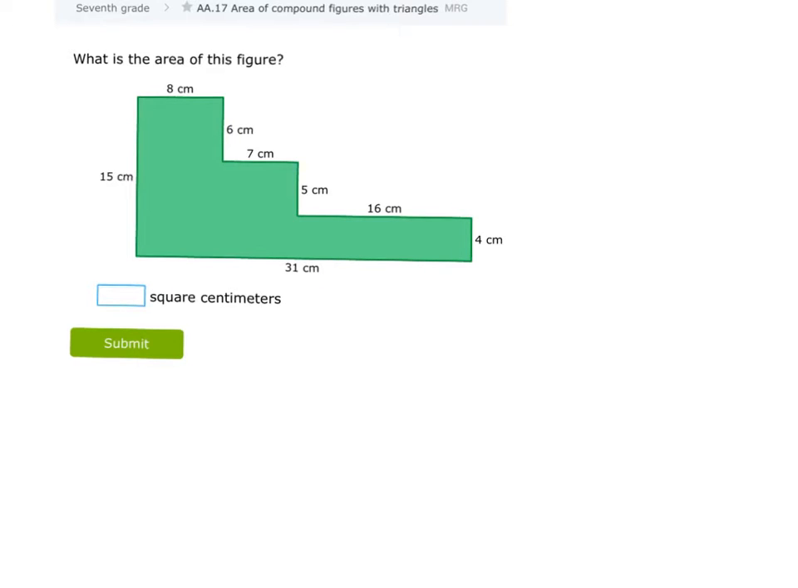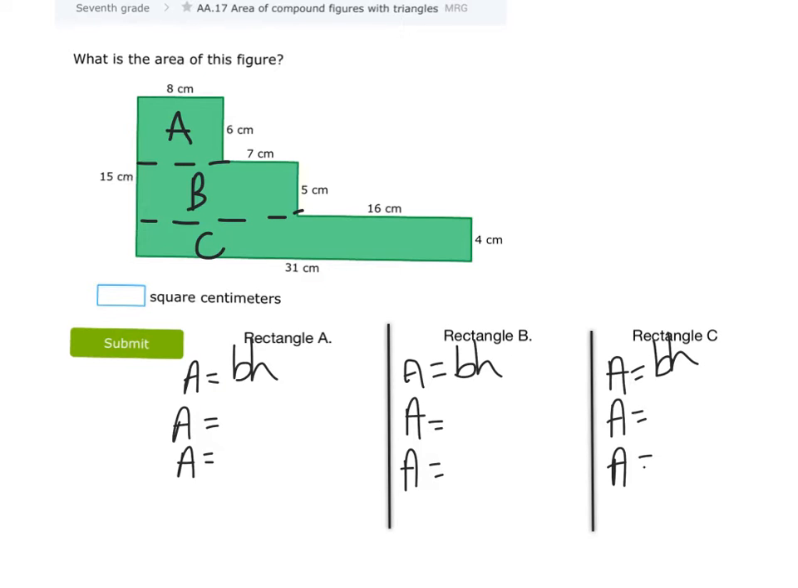Now this one looks a little bit tricky at first, but the only difference between this one and the last one is now we're going to divide into 3 different shapes. So I started writing out my steps. I'm telling you now, if you do not do any of this on paper or on your iPad, you're going to have trouble with this IXL. So make sure that you do that.